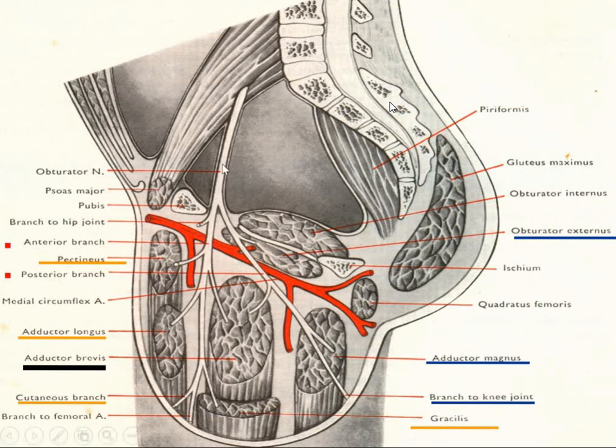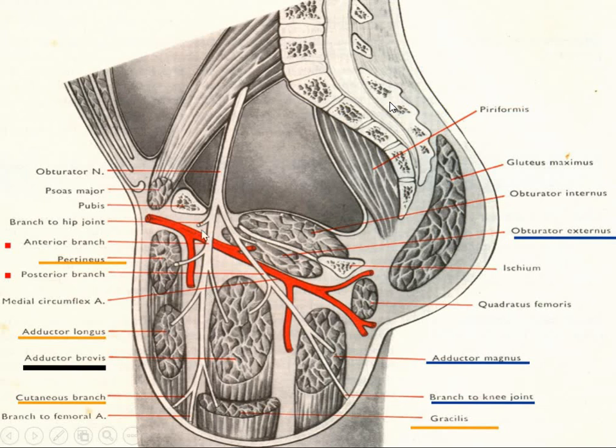So let us start from the top. It enters the thigh, dividing into the anterior part and the posterior part. The anterior division, first, at the top is the hip joint, so it will give articular twigs to the hip joint, then to the pectineus muscle, then to the adductor longus, adductor brevis, cutaneous branches, and then the gracilis.